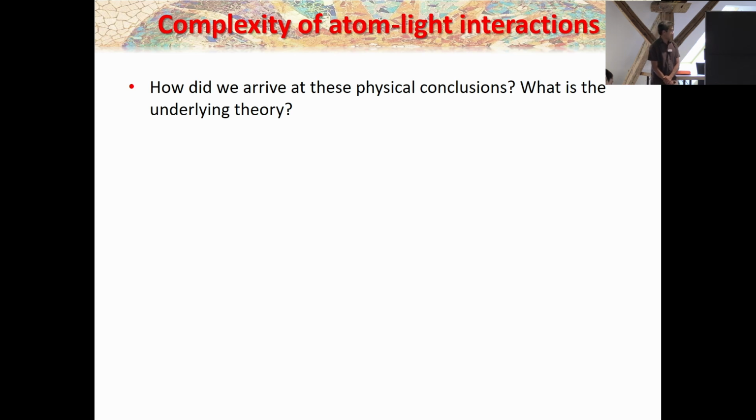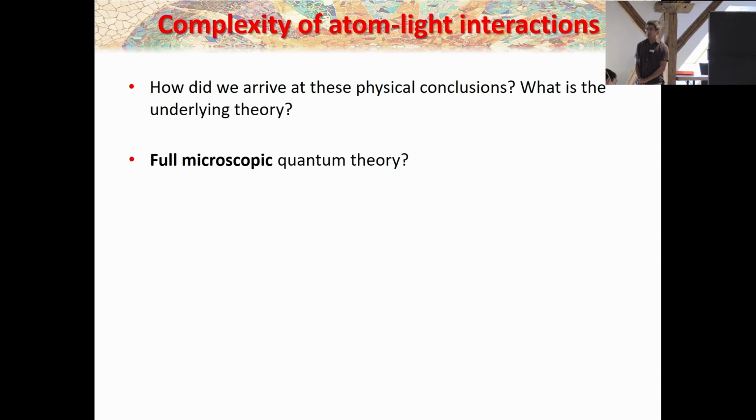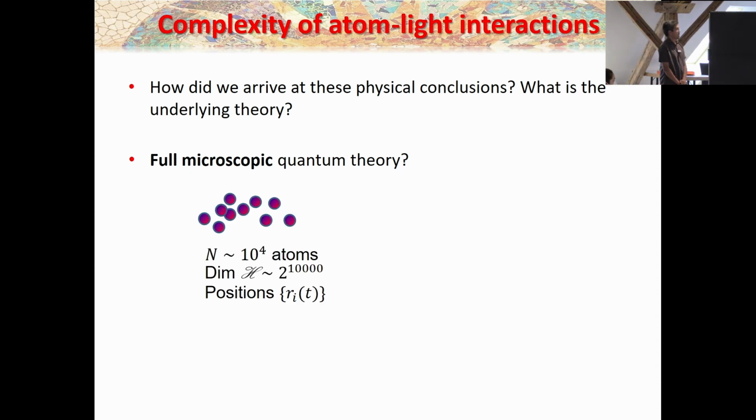To talk about how we might find a new way forward, maybe we should take a step back and ask, what's the underlying theory that we use to arrive at all these physical conclusions in the first place? You might ask, well, atoms and light sound pretty fundamental, so is it a full microscopic quantum theory? But if you try to count the number of degrees of freedom you need to construct such a theory, it looks pretty daunting, right?